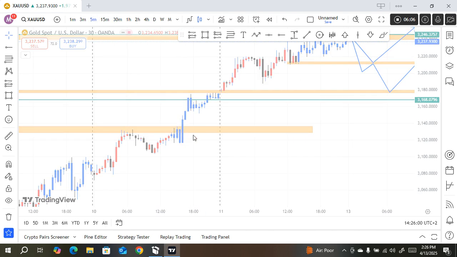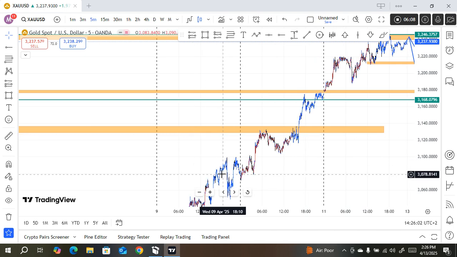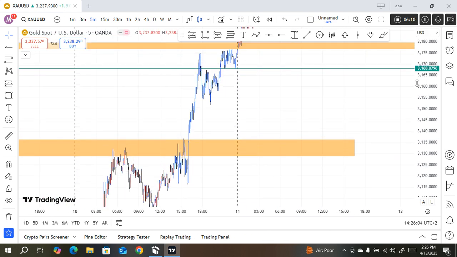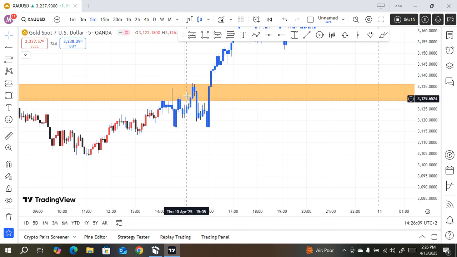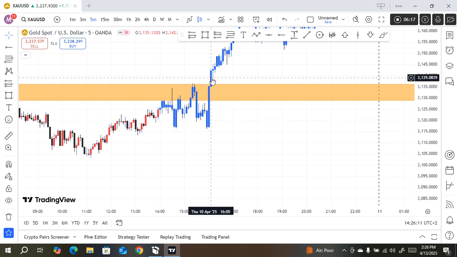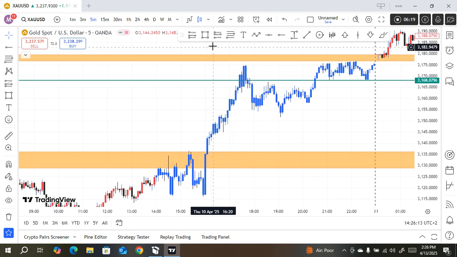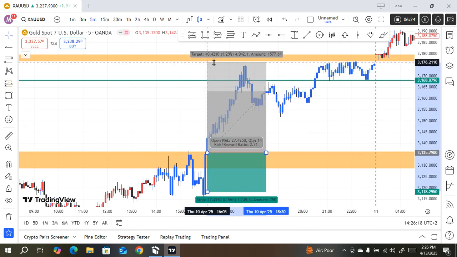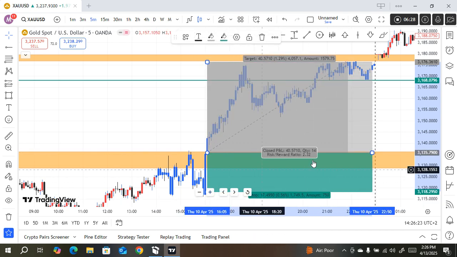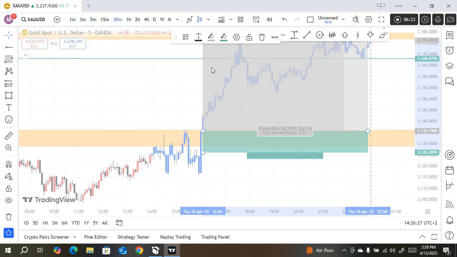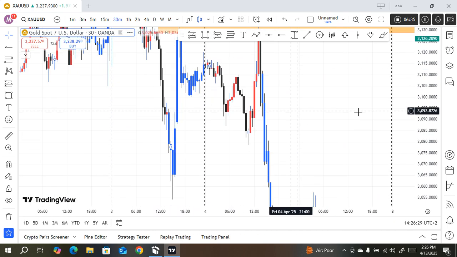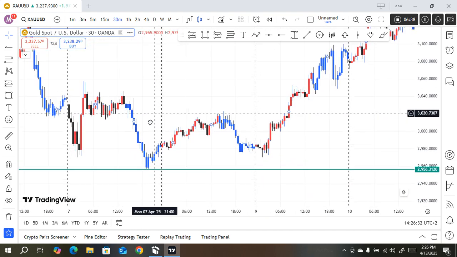If I come to a 5 minute time frame, let me show you. On a 5 minute time frame, you can clearly see the breakout. You see, it came here and then it breaks here. The moment it breaks here, you don't wait. You just buy from here until the next bank zone, which is here. That is the only option I see when it comes to gold.